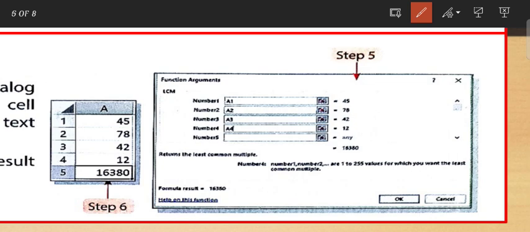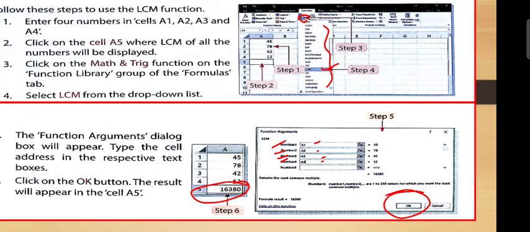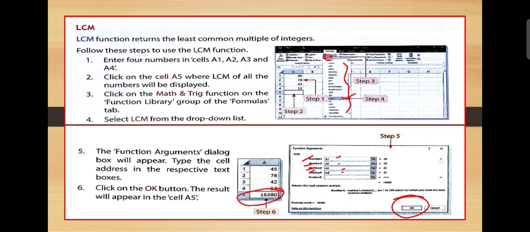Then you need to type the cell address in the respective text boxes, number 1, number 2, number 3 and number 4: A1, A2, A3 and A4. Then press the OK button. After pressing the OK button, the LCM result will be displayed in the A5 cell. So these are the basic steps to calculate the LCM in Excel.